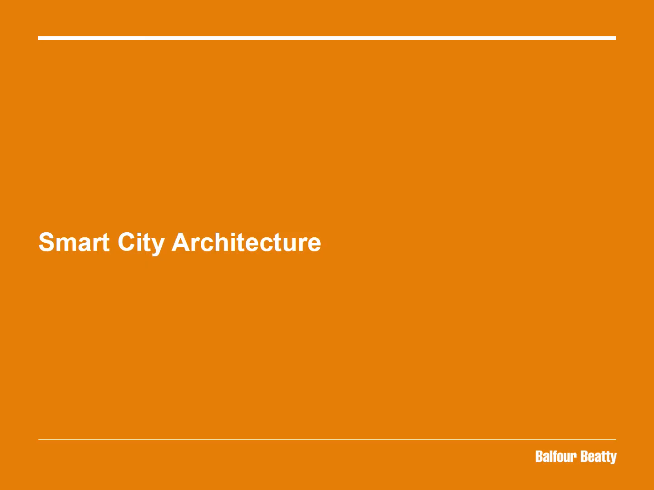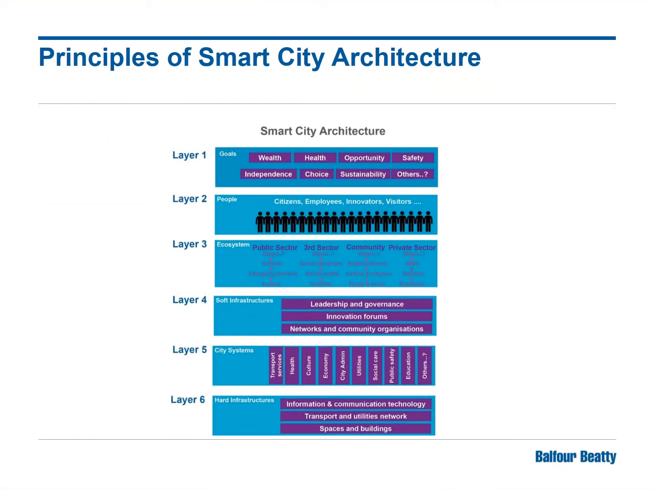Now let's look at the smart city architecture. Again, there are different schools of thought and different architectures available for smart cities. I have just chosen one which has been tried and tested. This smart city architecture has been applied in Amsterdam, Barcelona, Helsinki, and Vienna.